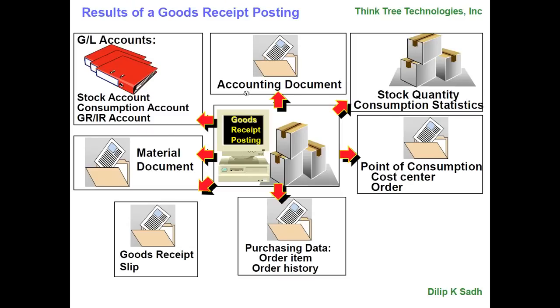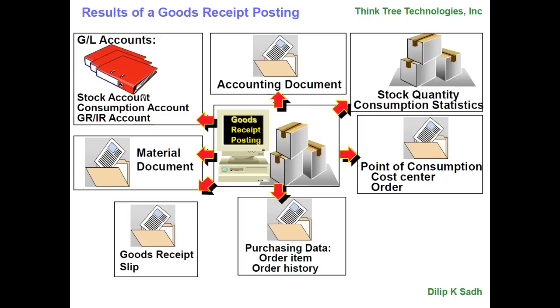It creates a material document, which serves as proof of quantity update. There is an accounting document, which serves as proof of material valuation. This is an example of real-time valuation of inventory. The system updates various general ledgers in the accounting document.